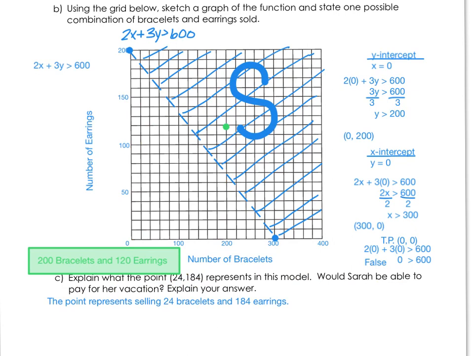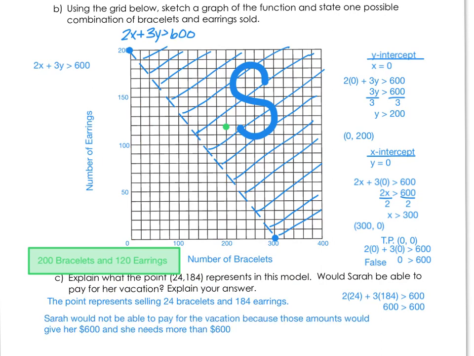Now I need to find out if that's enough to pay for the vacation. I'm going to plug those values in for the X and the Y. So I wrote that down, 2 times the 24 plus 3 times 184. Then I put that in my calculator and I ended up with 600. So since 600 is not greater than 600, it's equal to, that means that she would not be able to pay for her vacation. So I wrote that out as Sarah would not be able to pay for the vacation because those amounts would give her $600 and she needs more than 600. So remember, points on dotted lines are not included.